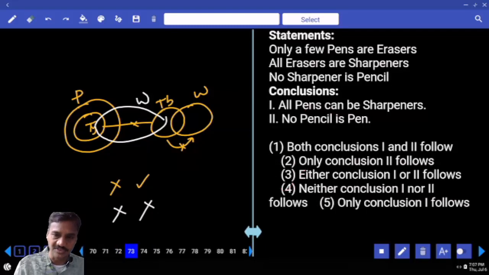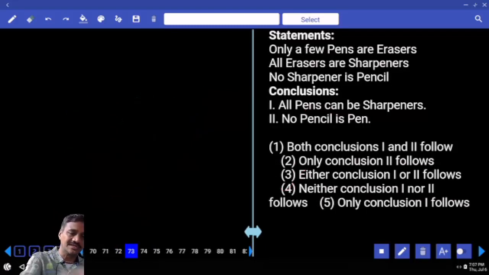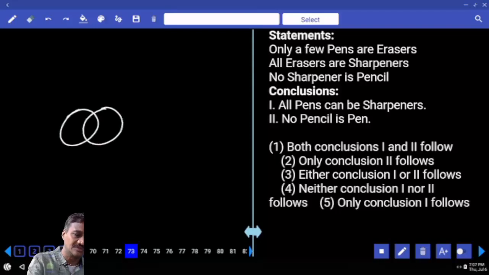Then 73. Only a few pens are erasers. Only some pens are erasers, pen and an eraser. These are pens and these are erasers.